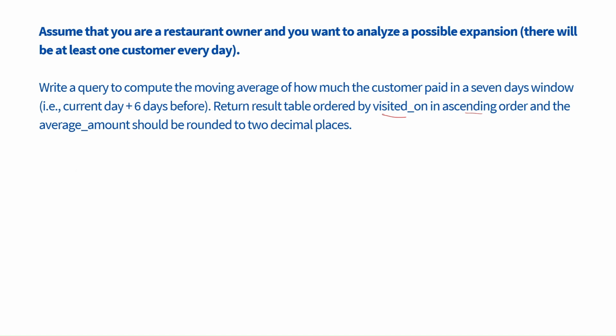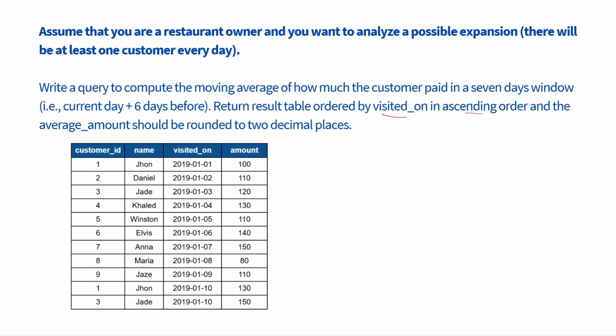Now let's take a look at the input table that we have. So we have the customer information. The table name is customer and we have 4 columns in the table. Customer ID, which is the unique identifier for each customer. The name is the name of the customer. Visited on is the date on which the customer has visited. And the amount is the amount that the customer has paid for that purchase.